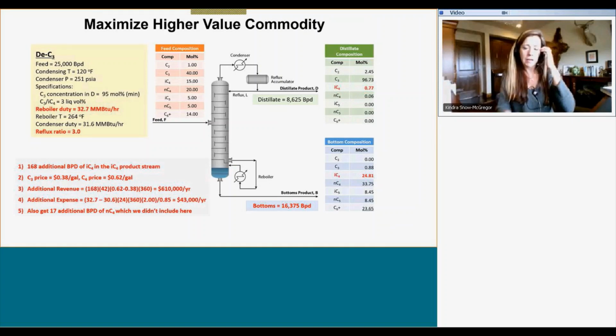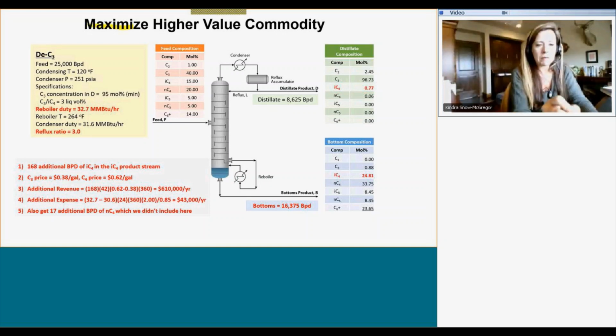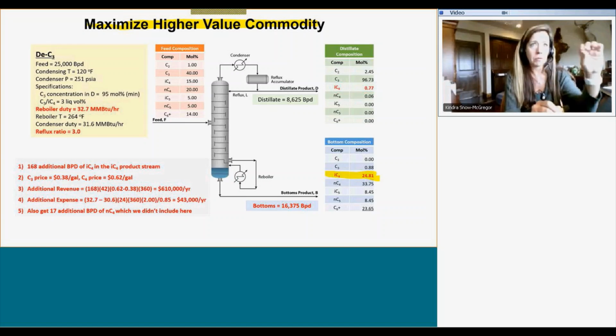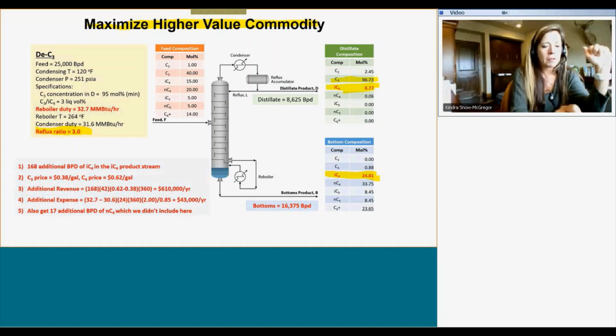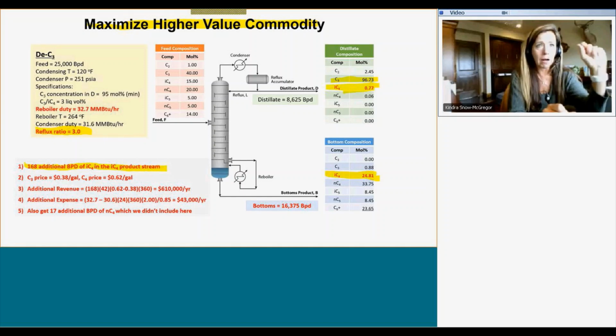And so let's take a look at an example here. Notice, again, this is my depropanizer. And what I'm going to do is maximize my higher value commodity. And so in this example, what I'm looking at is this isobutane, because I can sell isobutane for a lot more than I can sell my propane. All right, and so you can see in this example, if I run my reflux ratio to be 3, so my propane's a little bit purer, I'm minimizing the amount of isobutane going out the top, you can see I get 168 additional barrels per day of IC4 in my product stream.